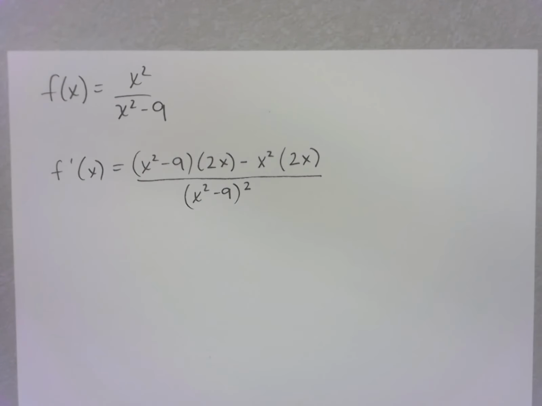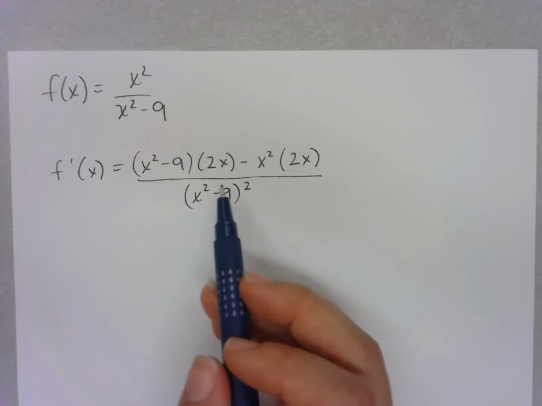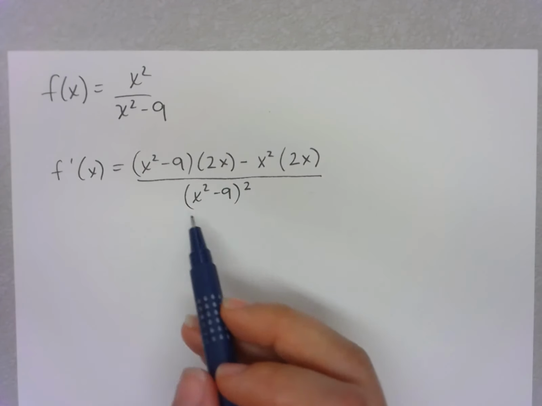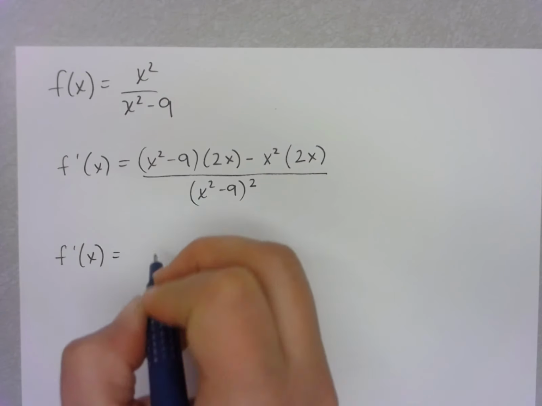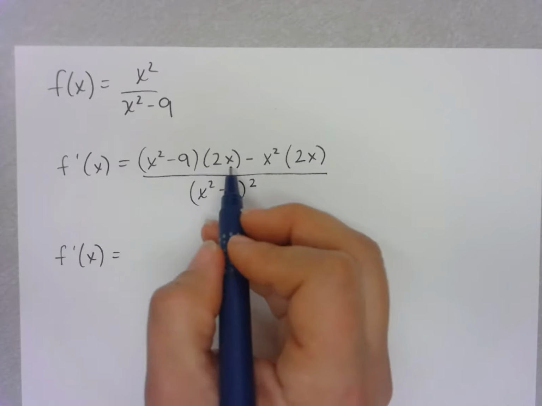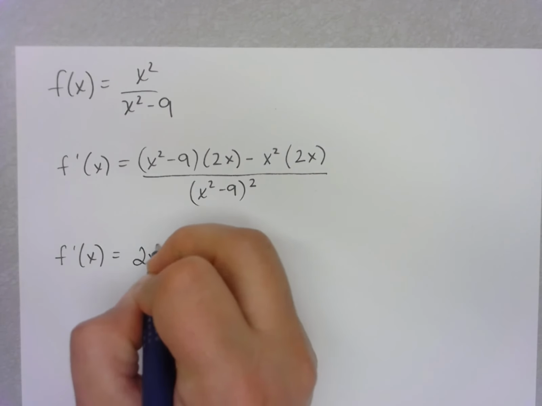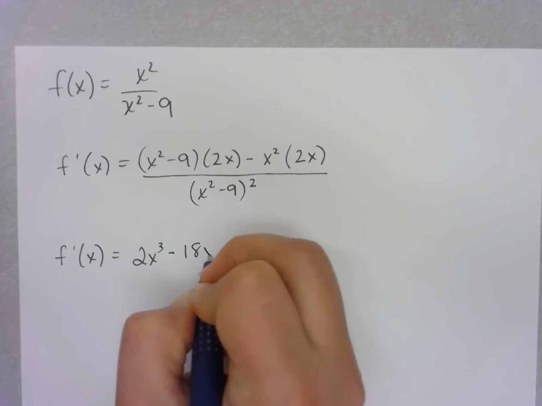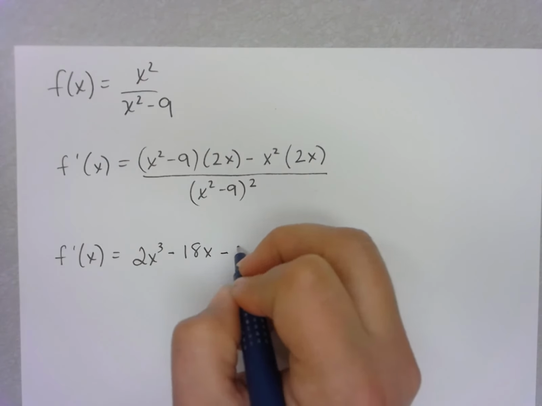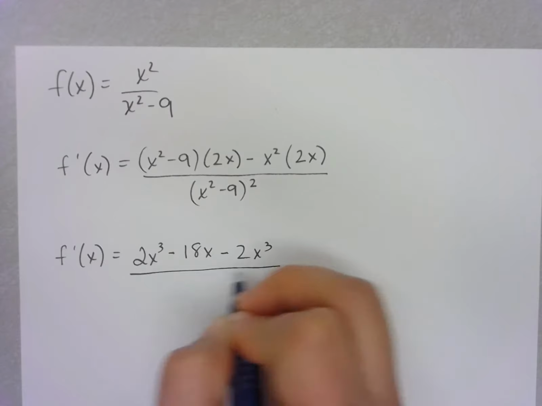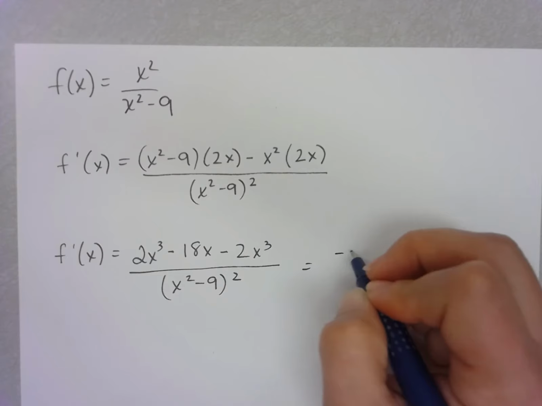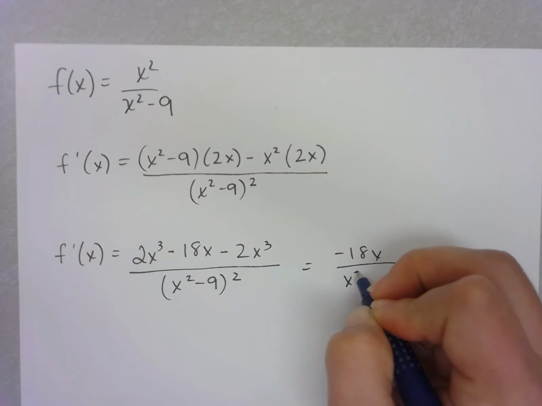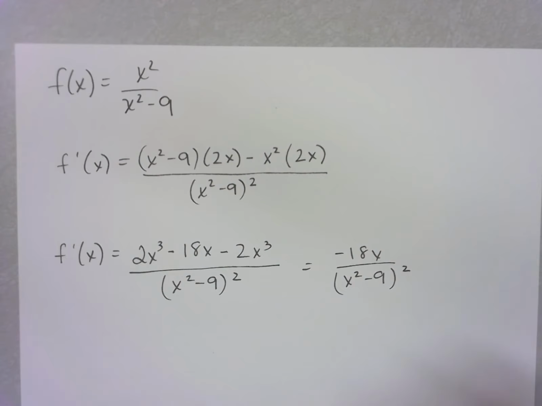All right, so I never ever want to simplify the denominator, right? Because usually what we want to do is factor something, and this is already nice and factored. So I just want to open up my parentheses on top and see what happens. So f prime of x is, so I'm going to distribute this 2x through both. So I get 2x cubed minus 18x. And then on this side I get minus 2x cubed. Oh, how nice. So in the end I get minus 18x over x squared minus 9 quantity squared. This is my f prime of x, all nice and pretty.